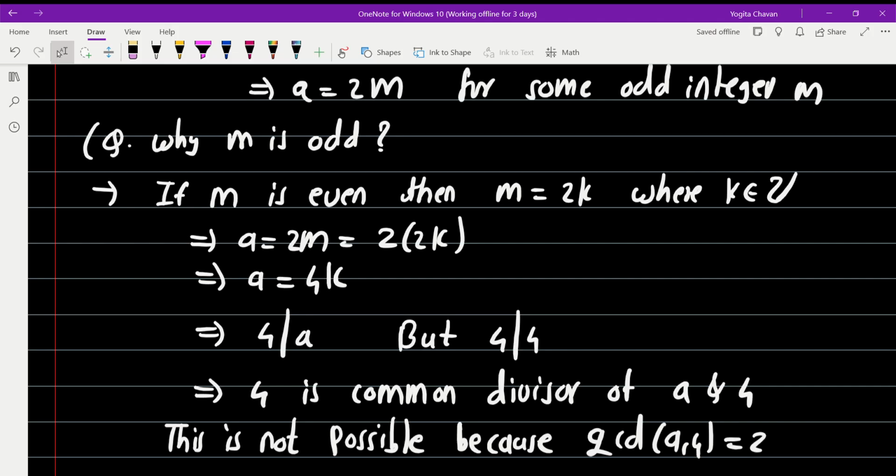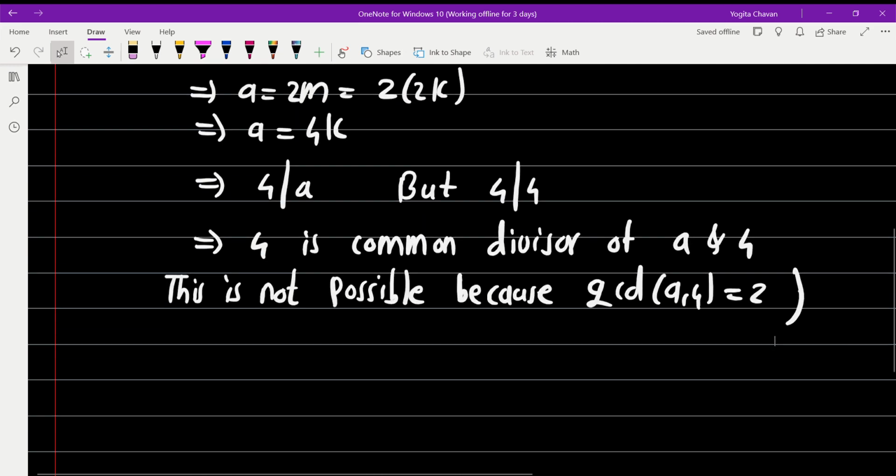तो जो कॉमन डिवाइजर से A and 4 के उसमें से जो ग्रेटेस्ट कॉमन डिवाइजर है वो 2 है. सो 4 इज कॉमन डिवाइजर ऑफ A and 4, ये कभी पॉसिबल नहीं होगा क्योंकि ग्रेटेस्ट कॉमन डिवाइजर ही 2 है. सो 4 कॉमन डिवाइजर होने ही नहीं वाला. So m is even is not possible. So m has to be odd.